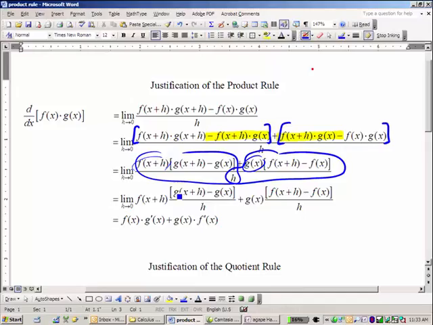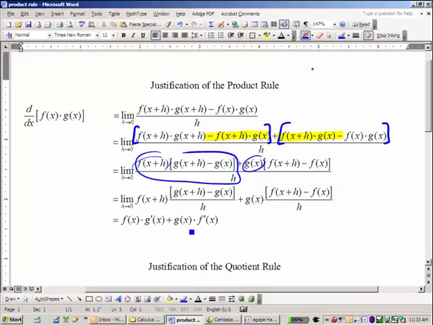You know this. What is g of x plus h minus g of x over h? That's the derivative of g of x. And f of x plus h minus f of x all over h? That's the derivative of f. And as h goes to 0, what happens to f of x plus h? It just becomes f of x.